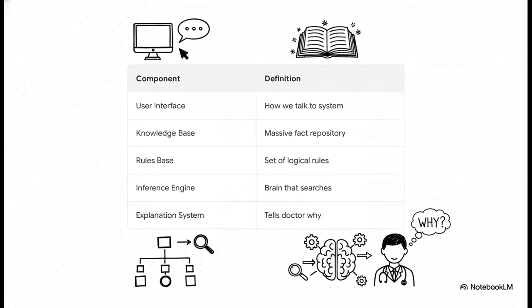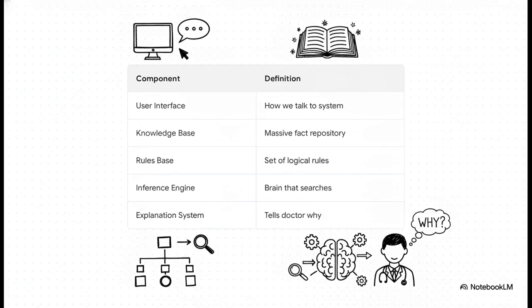Think of it like this. The user interface is how we talk to the system. The knowledge base is this massive repository of raw facts. The rules base is the set of logical rules. Then, the inference engine is basically the brain that searches the knowledge base using those rules to find a match. And lastly, the explanation system. This is critical because it tells the doctor or engineer why it reached a specific diagnosis, so they know they can trust the result.